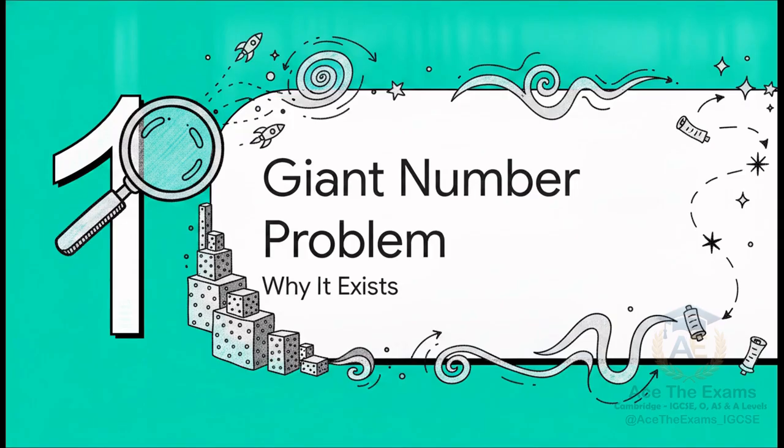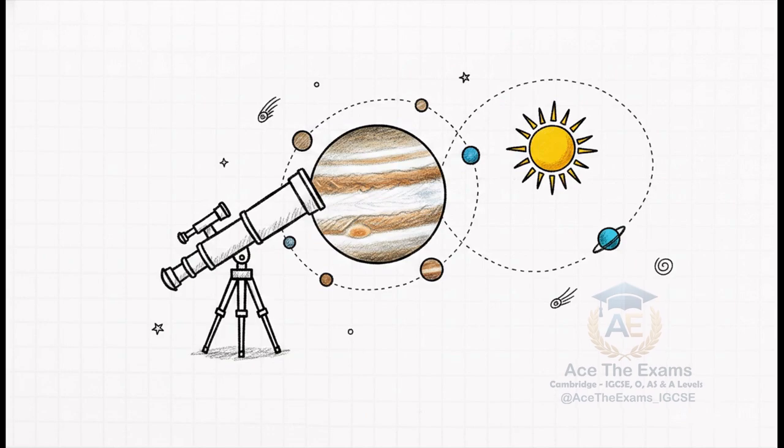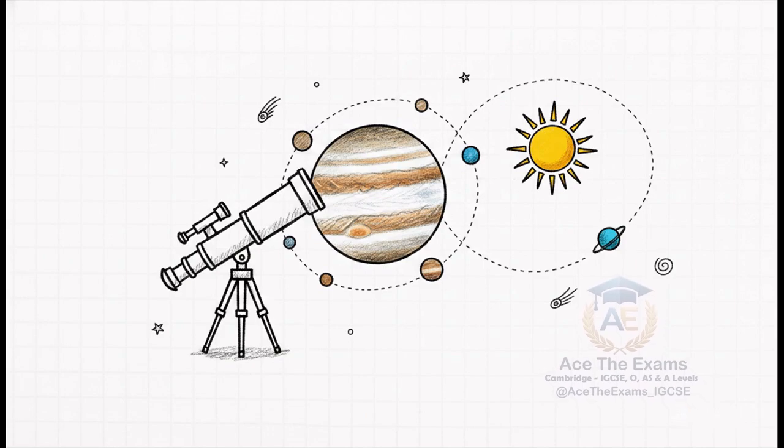All right, moving right along to section 1, the giant number problem. This is really about understanding exactly why standard form even exists in the first place. To truly appreciate why standard form is such a game changer, we kind of have to take a quick trip back through the history of human discovery.